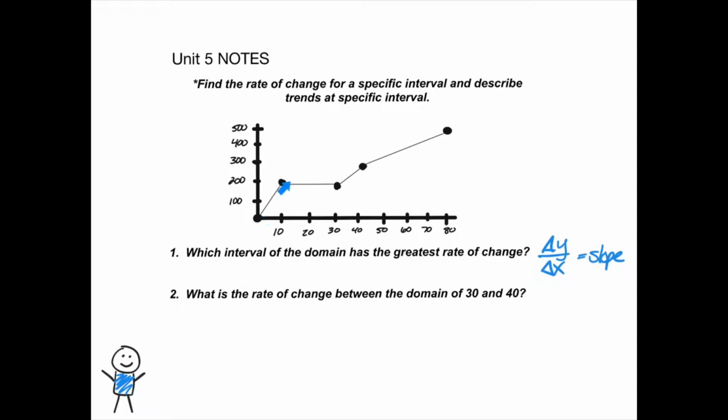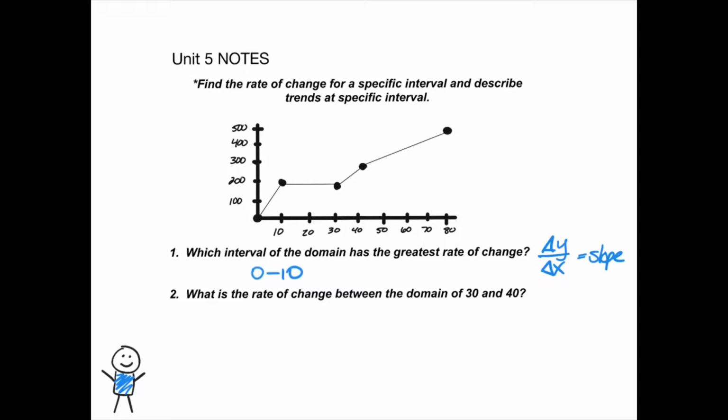So looking at our different time intervals here, we've got several different slopes to look at, but to me, this interval right here appears to be the steepest of all of those lines. So the interval from 0 to 10 is where the rate of change is the highest. So I'm going to put that the domain from 0 to 10 is where the greatest rate of change occurs.